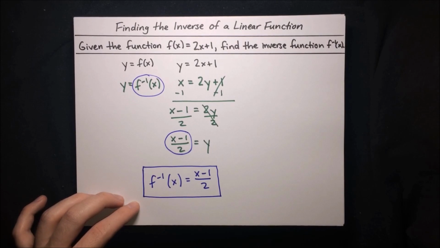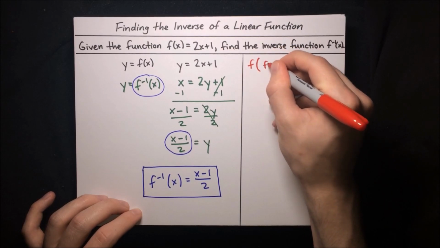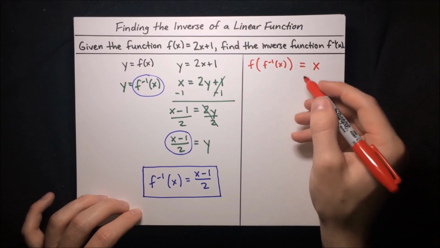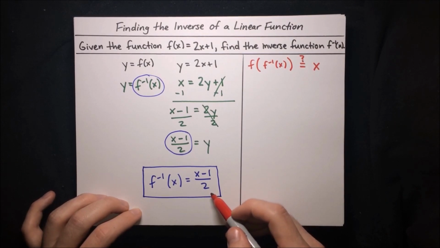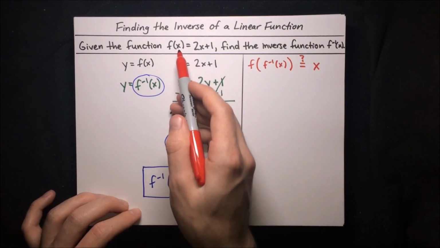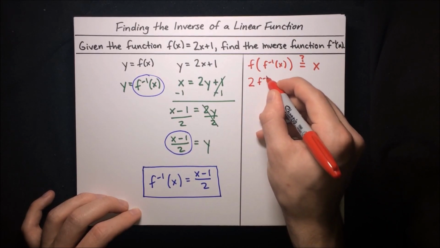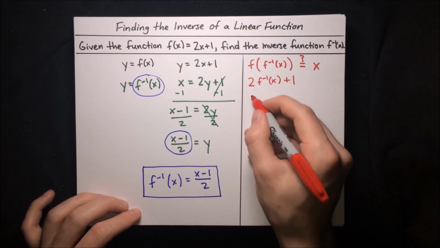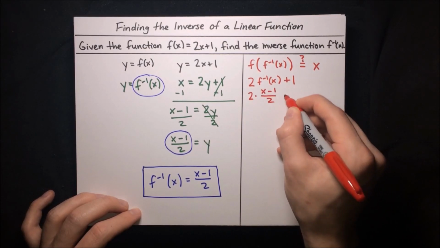Why don't we go ahead and double check this answer as well? So the first thing we want to check is that f of f inverse of x is equal to x. We want this to be true, but we don't know if it's true just yet because we have to actually check it with the result that we got for the inverse function. So we can just plug in f inverse of x for the rule for f of x. That's just 2 times the input plus 1. So this becomes 2 times the input f inverse of x, then plus 1. And f inverse of x is right over here. That's (x minus 1) over 2.